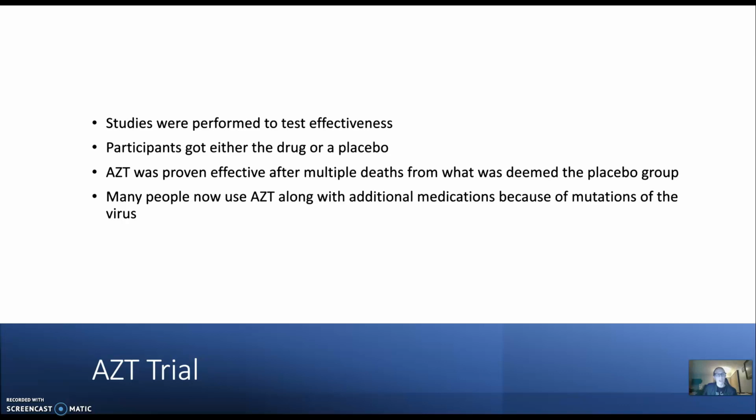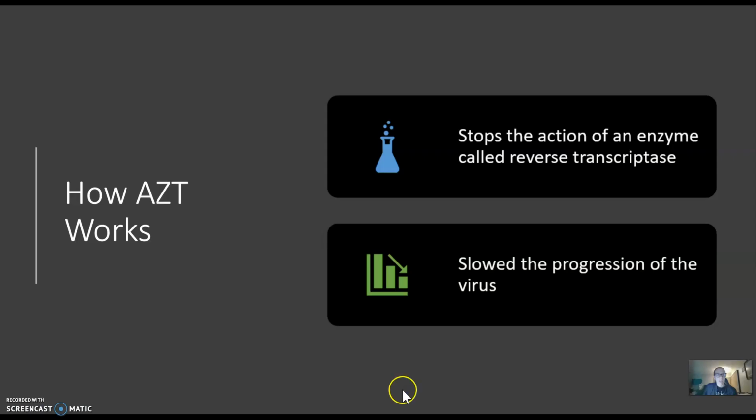Many people now use AZT along with additional medications because of mutations of the virus. After so long of people being on this medication, they found out that it wasn't staying effective, and so additional medications were required along with AZT to be used to help treat HIV. How AZT works: it stops the action of an enzyme called reverse transcriptase. It slows the progression of the virus.